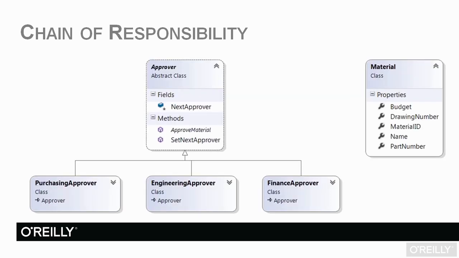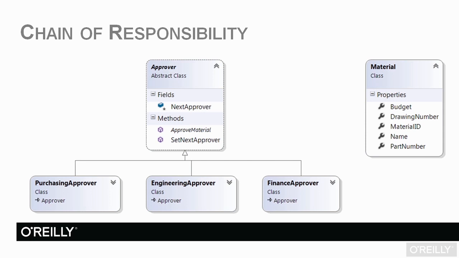So we'll have our abstract class, and it'll have an internal member called nextApprover, and that will be set when the method setNextApprover is called. Basically, the flow for this from the application's point of view is it will create the various approvers that are necessary, and then it will call setNextApprover on each one of the appropriate approver classes to lay out who's first, who's second, who's third along that chain of responsibility. Once that's done, the application will call the ApproveMaterial method on the first approver.